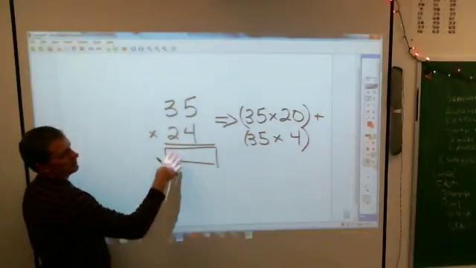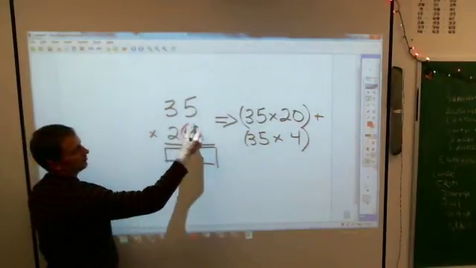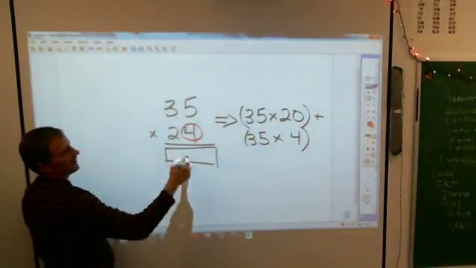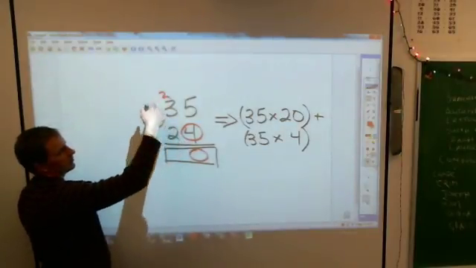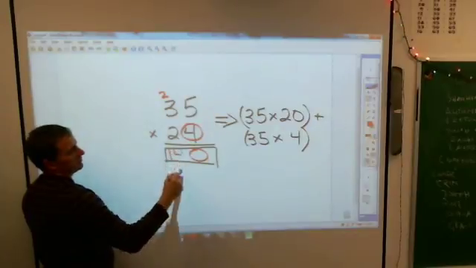So here we go. First thing I do is always multiply by the lower bottom right-hand number. 4 times 5 is 20. Carry the 2. 4 times 3 is 12, plus 2 is 14.